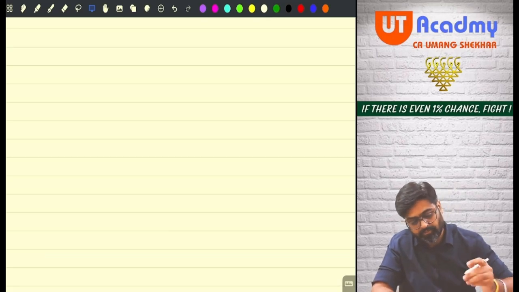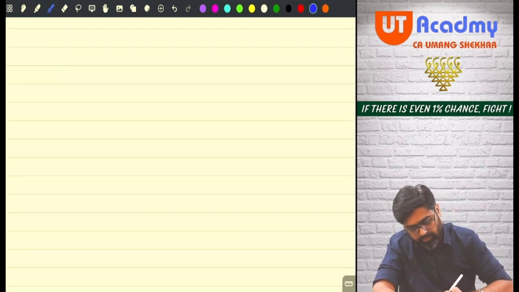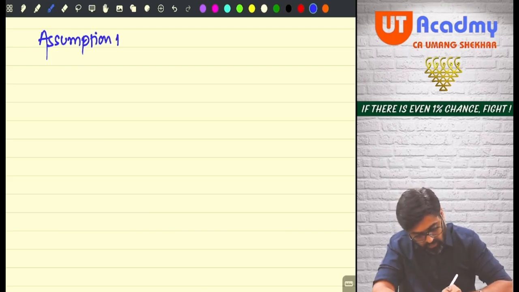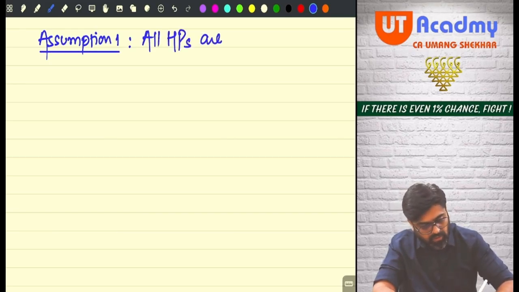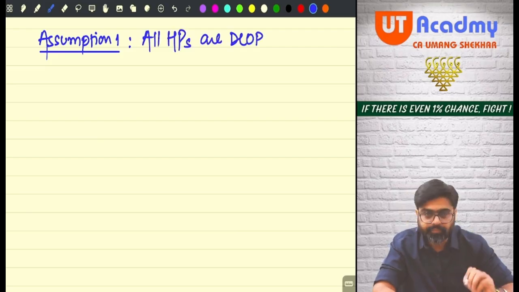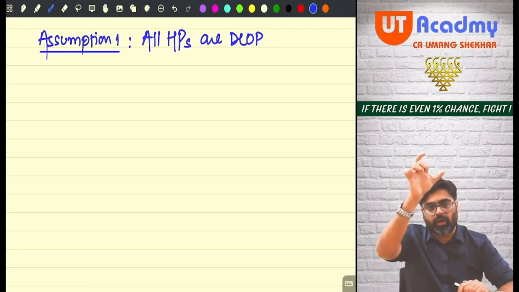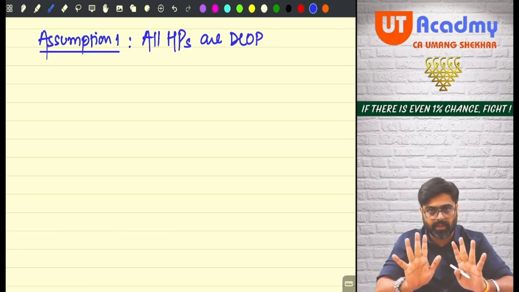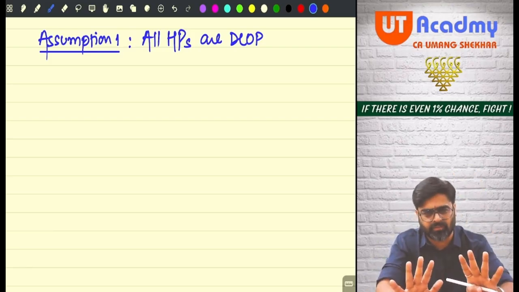So pay attention here. Three houses are there. First, let's make an assumption. Assumption 1: let's assume all house properties are DLOP. So if house property 1 is DLOP, what will be the income? If house property 2 is DLOP, what will be the income? And house property 3 is DLOP, what will be the income? First, let's make this assumption.